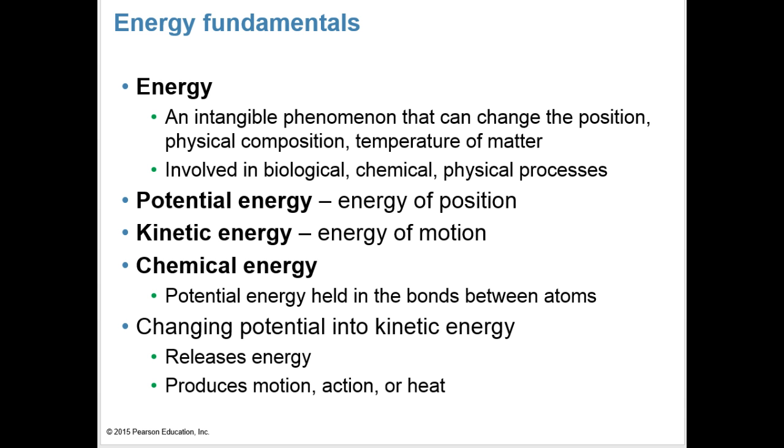Chemical energy is basically the potential energy held in the bonds between atoms, and we can store up chemical energy by the foods that we eat. Changing potential into kinetic energy can happen because energy can change forms. This releases energy and produces motion, action, and heat. So an example of potential energy might be a rock that's sitting on a hill. It's got a lot of stored energy in it. It can change to kinetic energy if it were to roll down the hill and change into energy of motion.